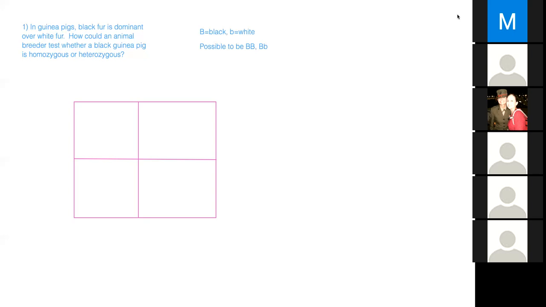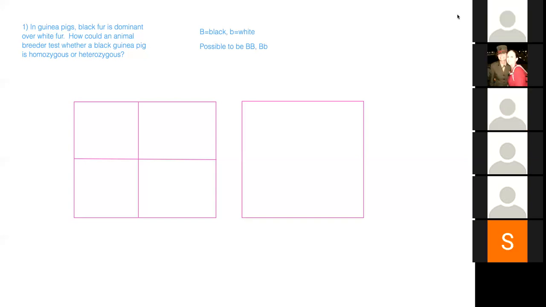No, and that's great. So if I want to know whether my animal is going to be homozygous or heterozygous, as we've said, we need to do a test cross, and the test cross is going to mean I have to cross this animal with a homozygous recessive other animal. And why will that tell me if my black guinea pig is homozygous or heterozygous?